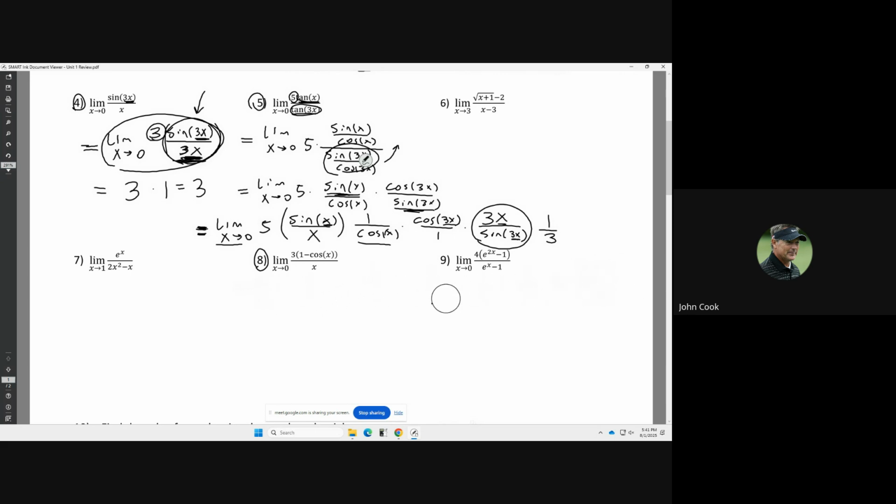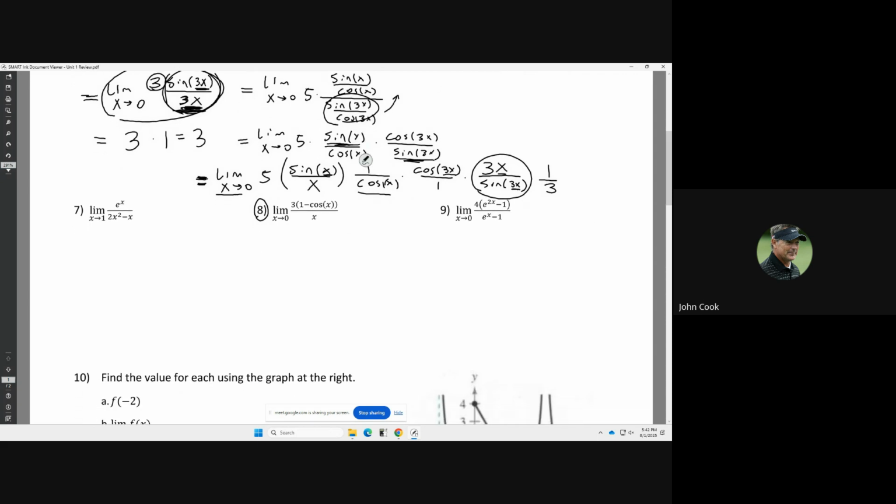And then I'll do a separate video going over those last couple of limits, number 6, number 7, and number 9. Okay, so for number 8, I think you might be able to see it right away. Yeah, that 1 minus cosine of x over x, that's just going to be 0.